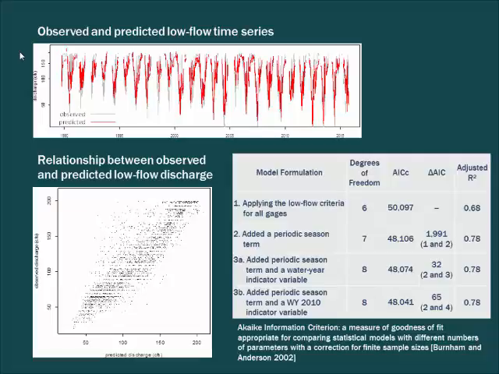There's another element in here I'm not going to get into, where our statistician added a component to measure the goodness of fit, the AIC criteria. So some improvement in adding those additional terms.